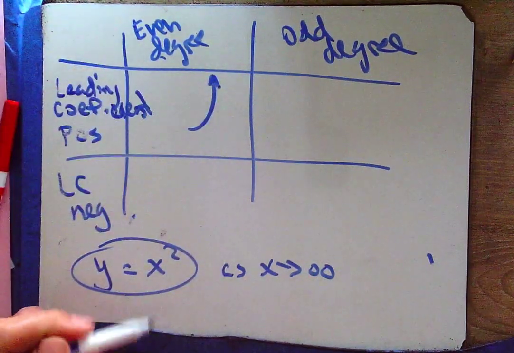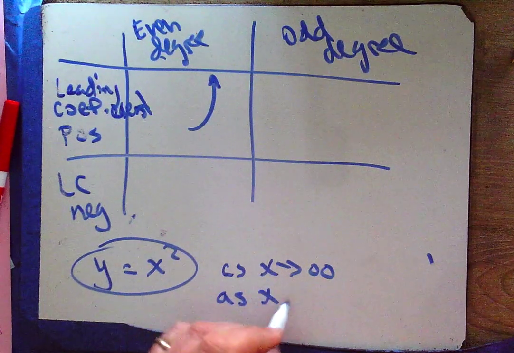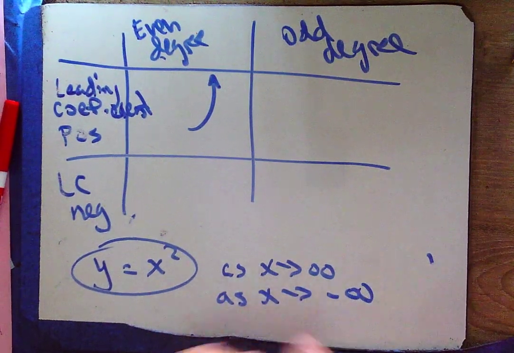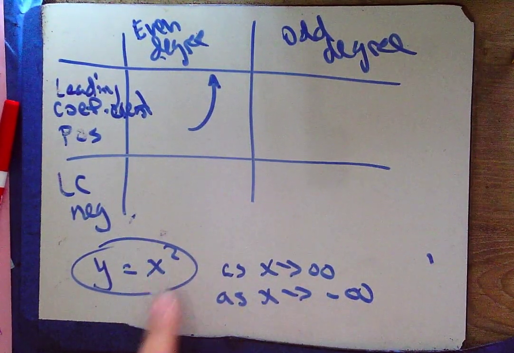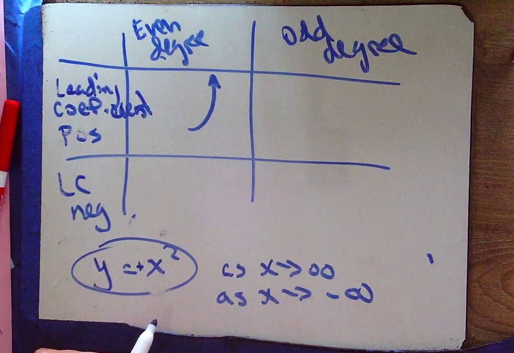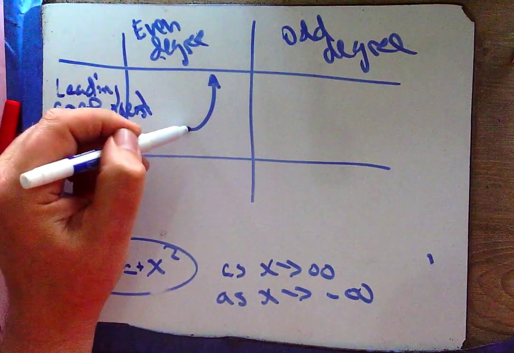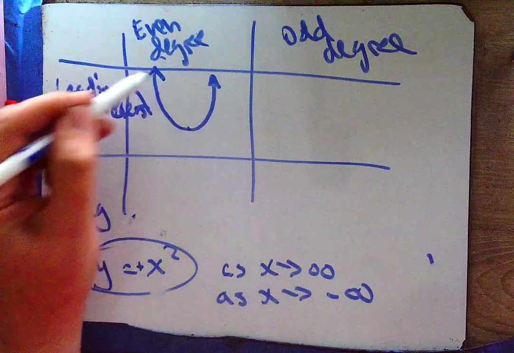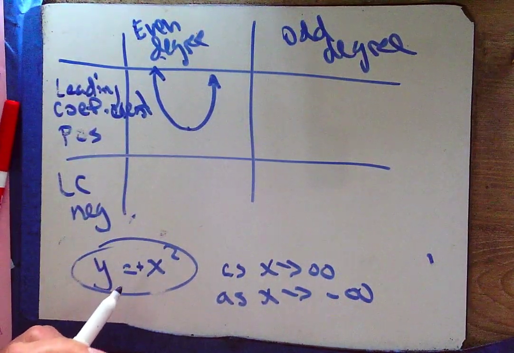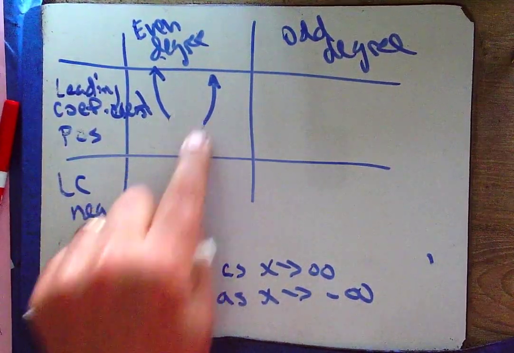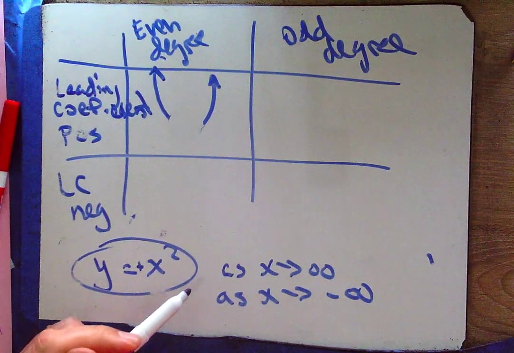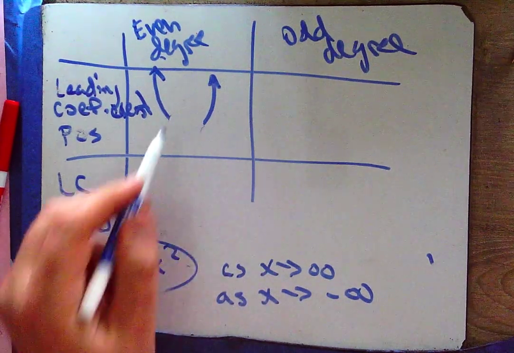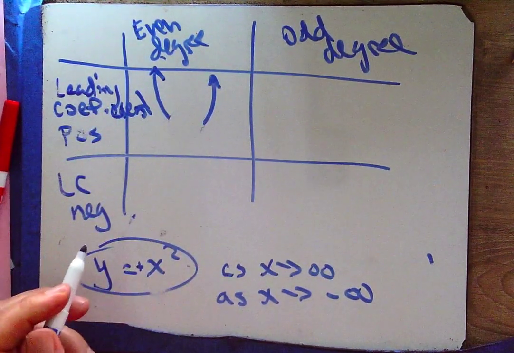Way up to infinity. What about as x heads to negative infinity? Where does this even degree polynomial with a positive leading coefficient go? Well, as x heads to negative infinity, this thing heads up too. Okay, now we don't know what's happening in the middle of the graph. You know, this is x squared, we know it bounces off the origin.